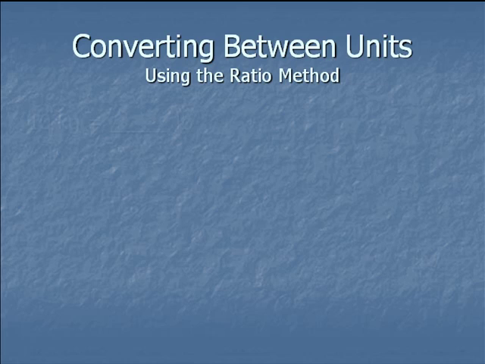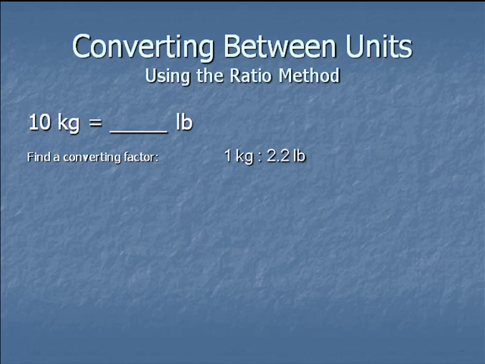Let's use the ratio method to take 10 kilograms and convert it into pounds. Our first step is to find our conversion factor. We know that 1 kilogram is the same as 2.2 pounds. We then must set up our problem. We know 1 kilogram is to 2.2 pounds. We'll place our equal sign. Since kilograms was first on the left-hand side, kilograms has to be first on the right-hand side. We put our 10 kilograms, a colon, and use X to represent the unknown number of pounds.